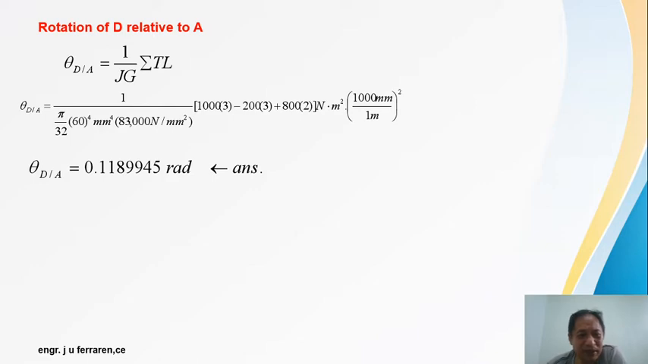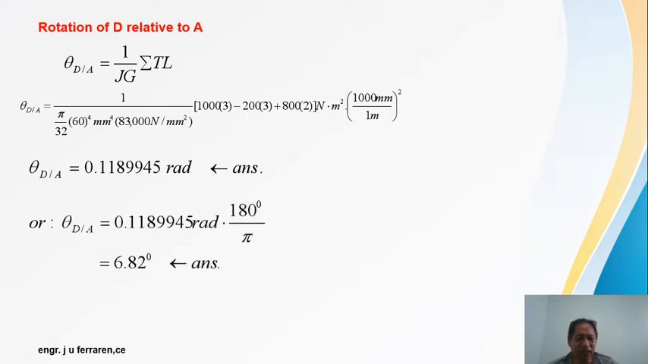Okay, so the positive result means a counterclockwise angle, because if you view it from A, looking at D, it would be a counterclockwise rotation or twist. Anyway, there is no unit indicated, so it can be accepted as an answer, but if you are required to give the answer in terms of degrees, you can convert that to degrees with a conversion factor, 180 degrees is to pi radians. Then we can have 6.82 degrees as the answer. So that's your number 2.